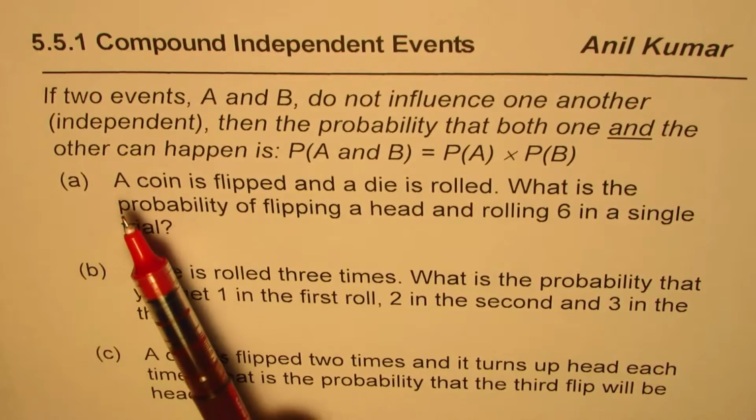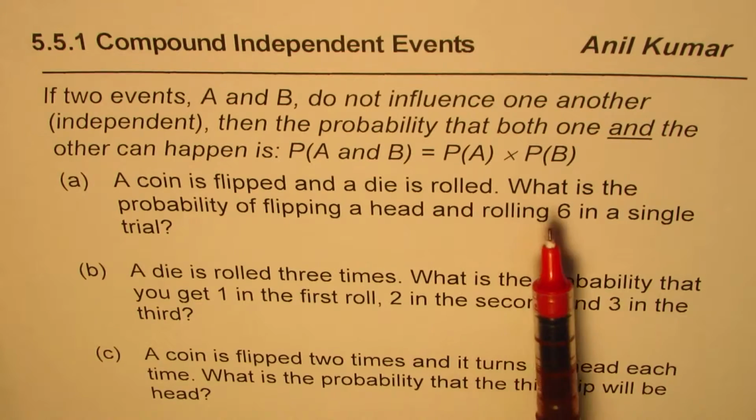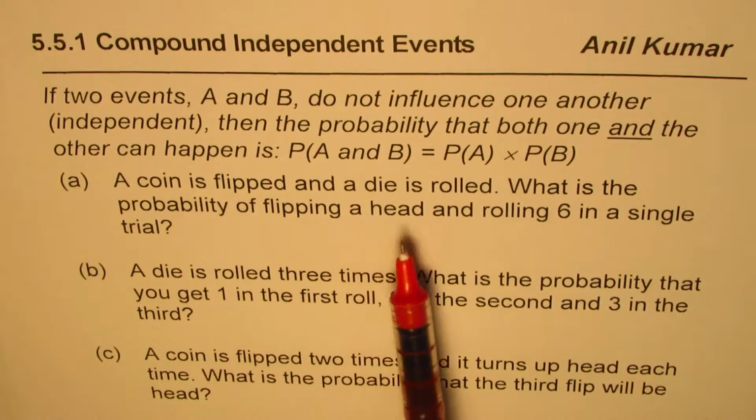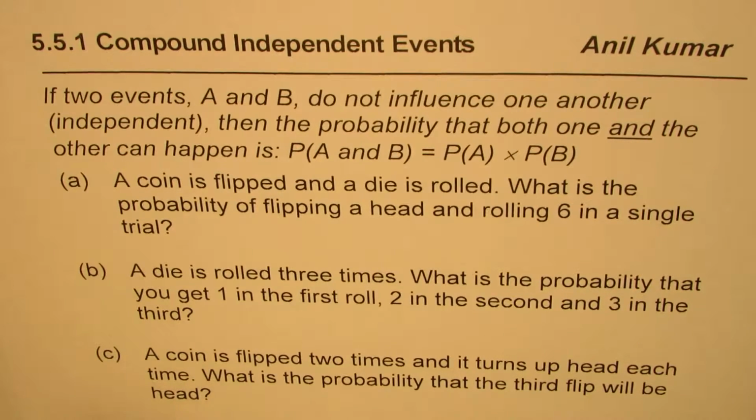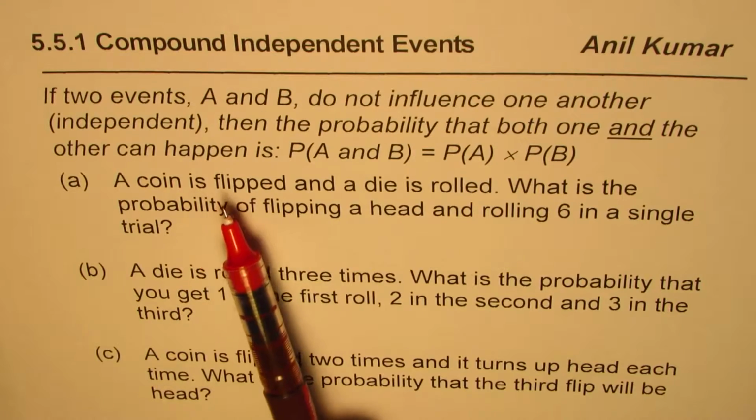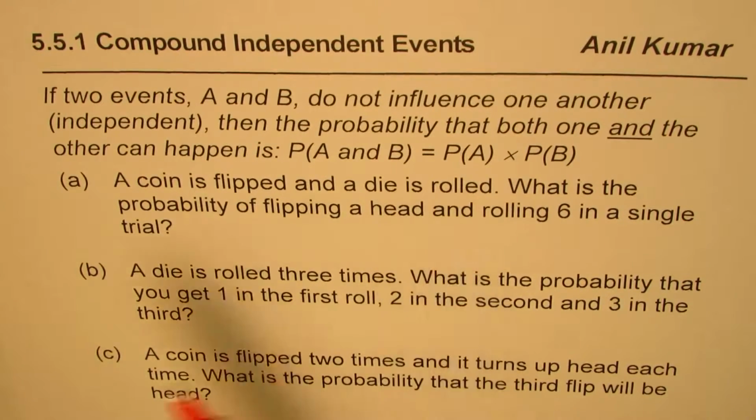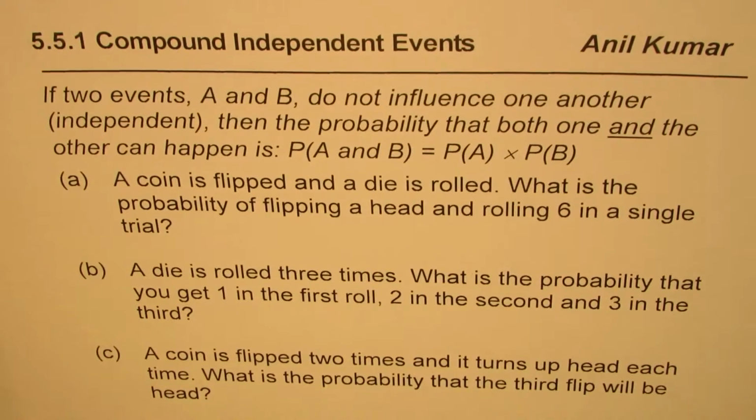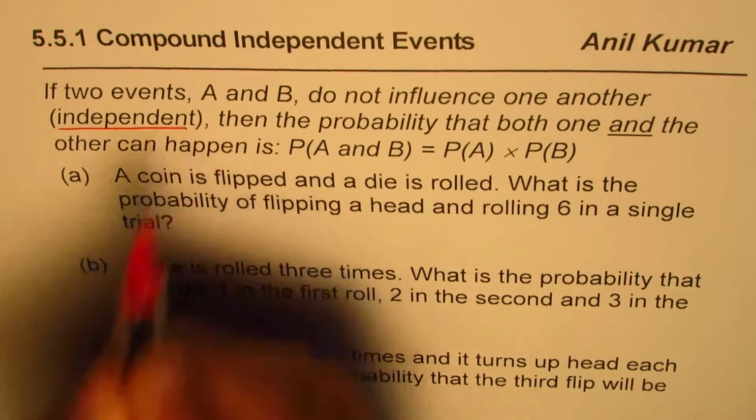First one here is a coin is flipped and a die is rolled. What is the probability of flipping a head and rolling 6 in a single trial? Now clearly, flipping a coin does not affect the results of rolling a die, right? So therefore, these are independent events. So they qualify for independent events.